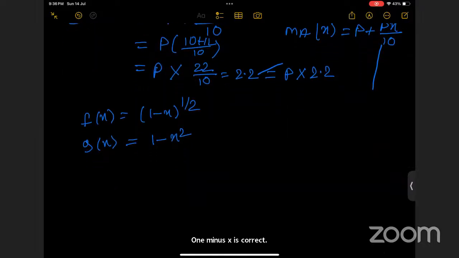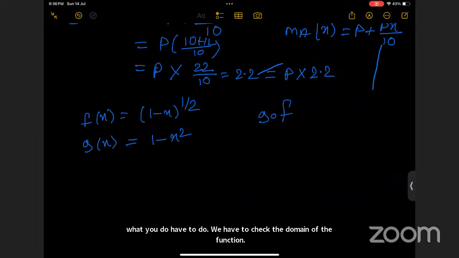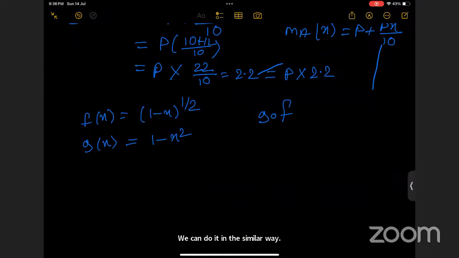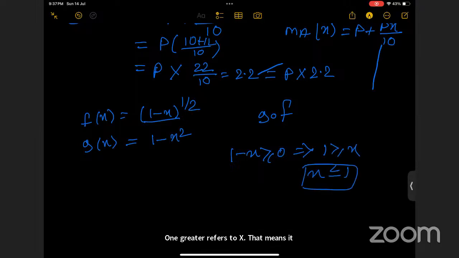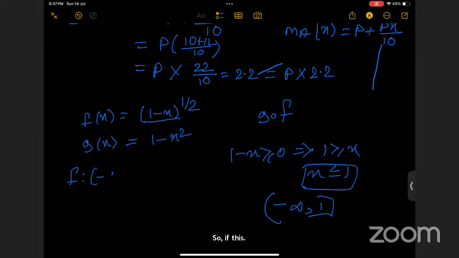So what we have to do is check the domain of the function. We can do it in the similar way, right? For g composed with f, when you are talking about x, this 1 minus x should be positive. That means 1 is greater than or equal to x, so x should be less than or equal to 1. So our domain should be minus infinity to 1. So f is from minus infinity to 1, and for g we don't have any issue, so this will be R.